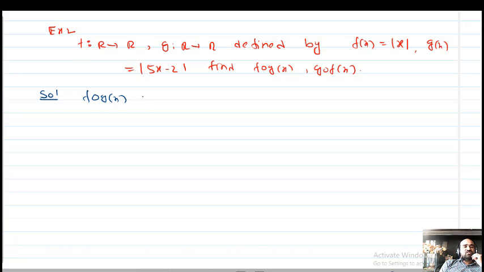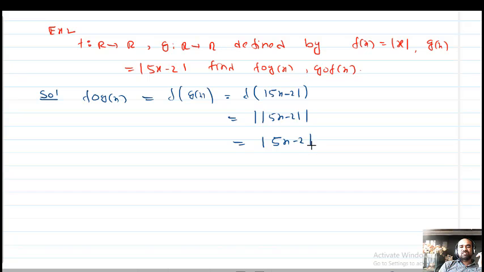F circle g of x should find, or to find f of g of x. F of g of x means what? Where is that g of x? Here it is, modulus of 5x minus 2. So this is in the form f of k. F of k means mod k. So mod 5x minus 2 I can write. Mod means just one mod you can write. That is not a big problem. 5x minus 2, this is the value of f circle g of x.